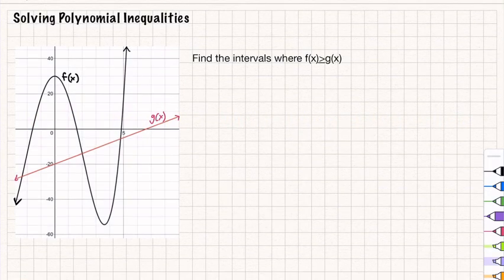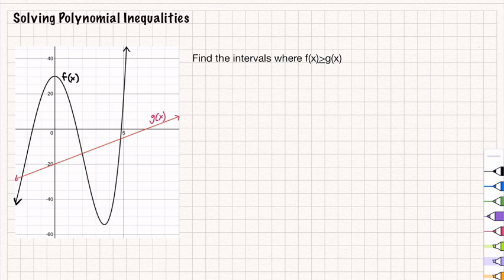Next, we're going to look at solving polynomial inequalities. Now, as we know, when we're looking at inequalities, we can be looking at when a function is less than or equal to, greater than or equal to a specific number. However, we can also compare two equations. So if you look at the functions below, we have f at x and we have g at x. I want to know which intervals display that f at x is greater than or equal to g at x.